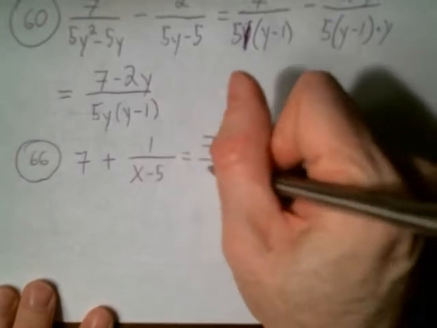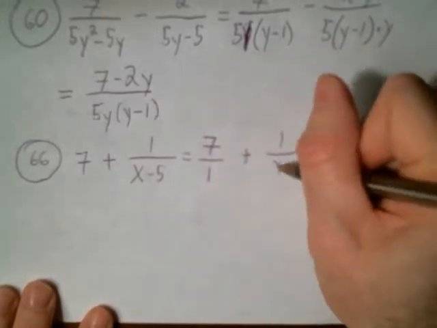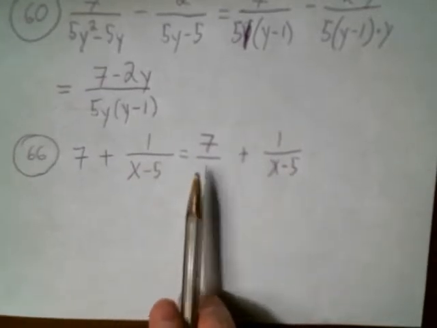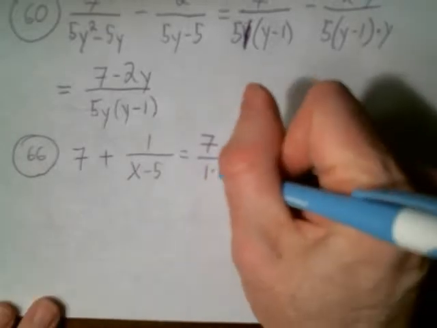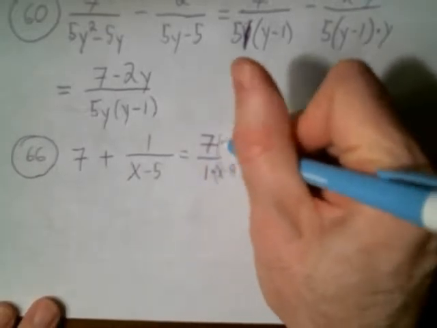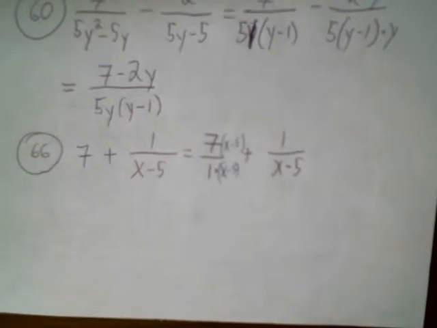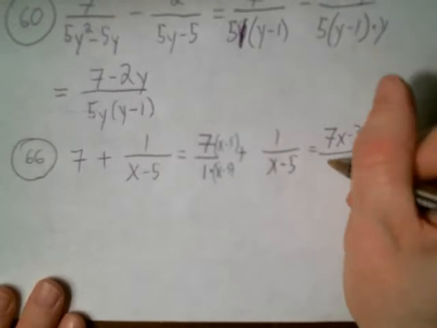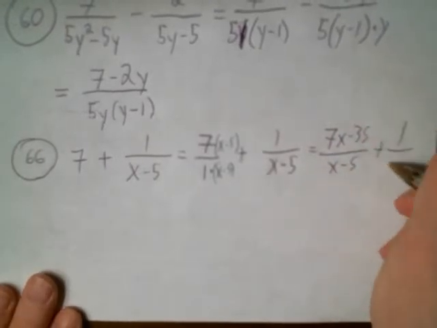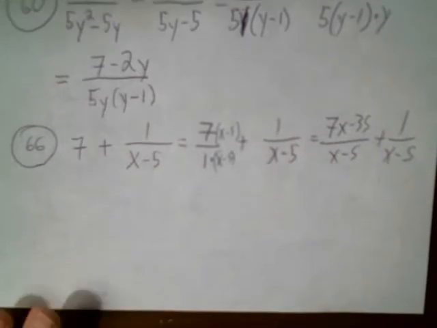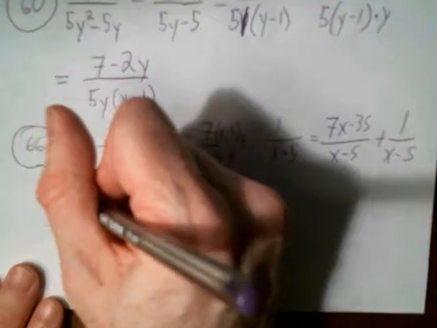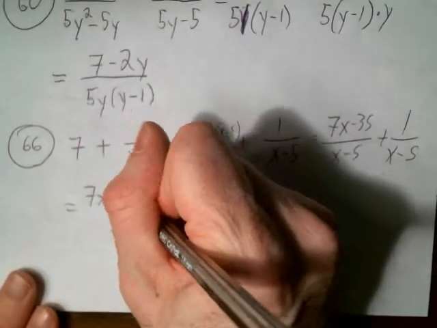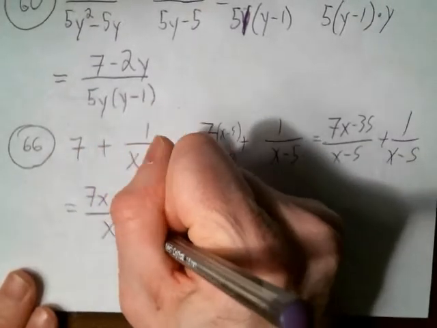So 7 is the same as 7 over 1. And in order to get the same denominator, we need to multiply this one top and bottom by x minus 5. That should get the job done. Okay. So we're going to have 7x minus 35 over x minus 5 plus 1 all over x minus 5. And then add the numerators. So that would be 7x minus 35 plus 1 should be 7x minus 34 all over x minus 5.